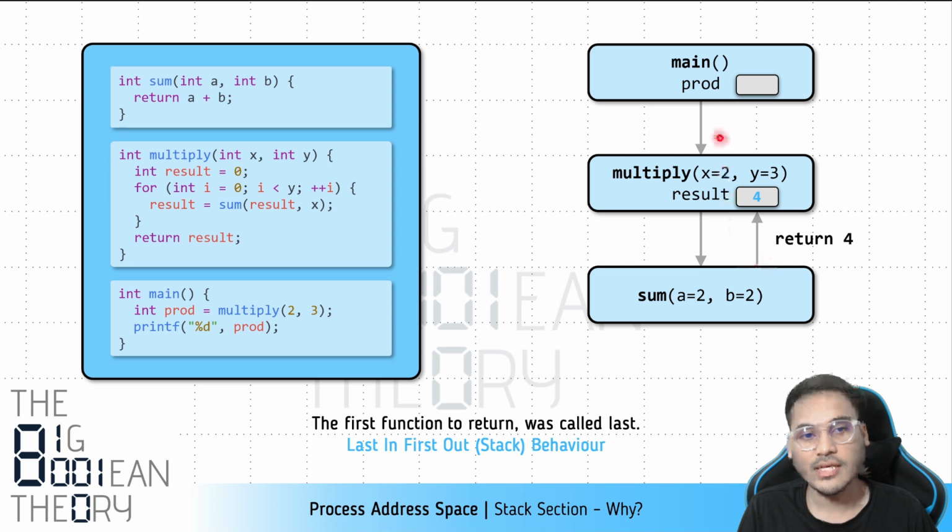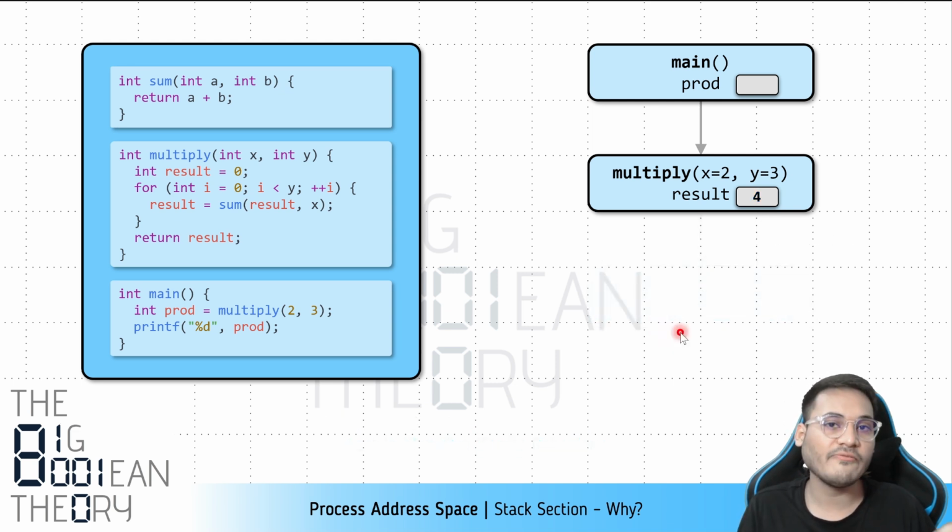You can see again in this sequence of function calls, main, multiply, and sum, sum is again returning first, although it was the last function to be called in the sequence. So we are done with the second instance of sum. We'll have one final instance of this sum function call. So let us do that.